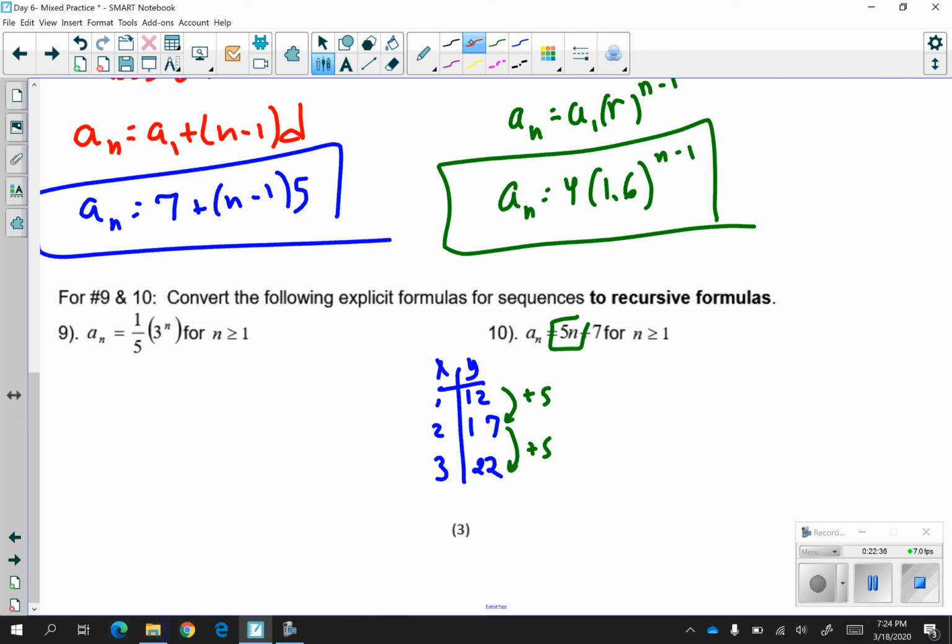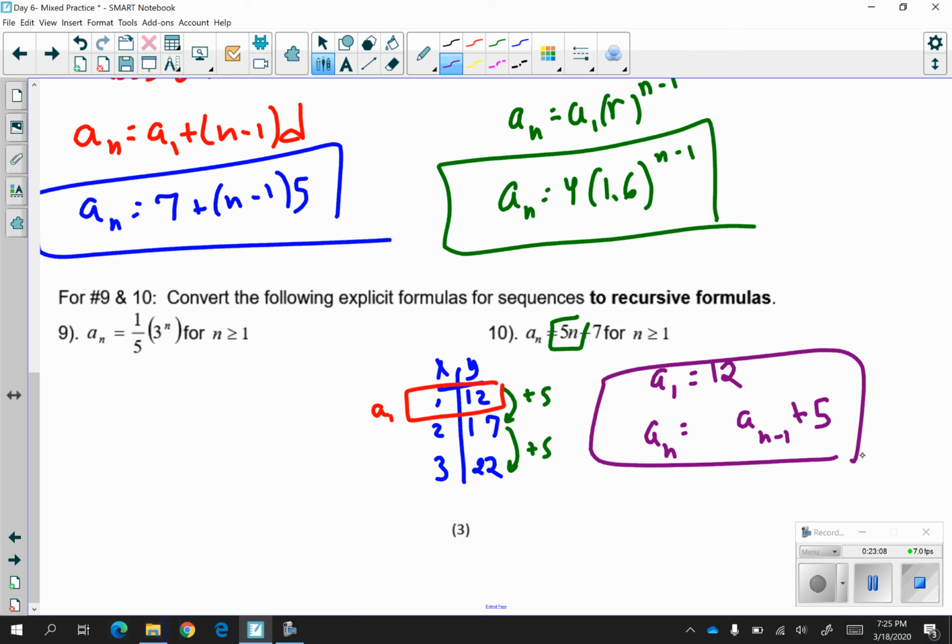But what's more important is that this actually gives you your a sub 1, because the plus 7 is not your first term. You actually have to plug in 1 to get out the first term. So now we have everything that's important. Your a sub 1 is 12. And then your pattern, which is based on the previous term, so we need the a sub n minus 1, is you're just adding 5 both times. Make sure you have both pieces, everything that's boxed in, to be considered correct for the recursive formula.